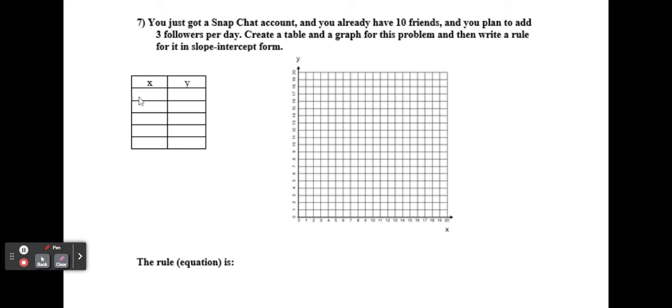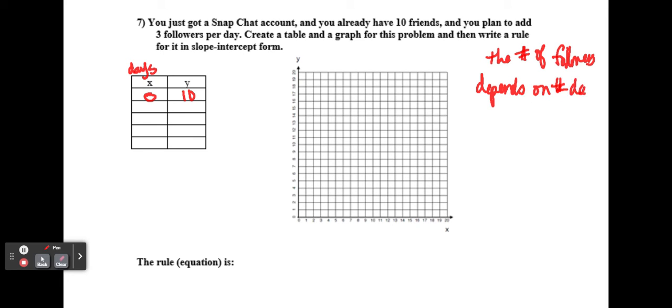On that first day, how many friends did I have? I had 10 friends. The days are input. We're changing the number of days because then that's going to tell me my number of followers, right? So if you wrote that sentence independent, dependent, it would say the number of followers or friends depends on the number of days. So the dependent variable is the followers, which makes the independent variable the number of days.